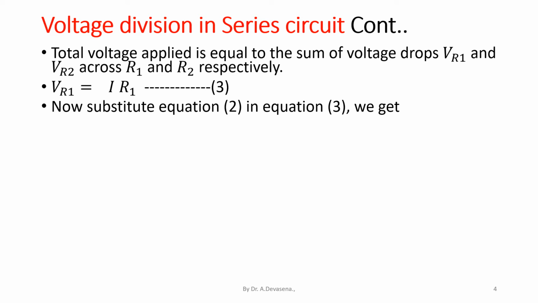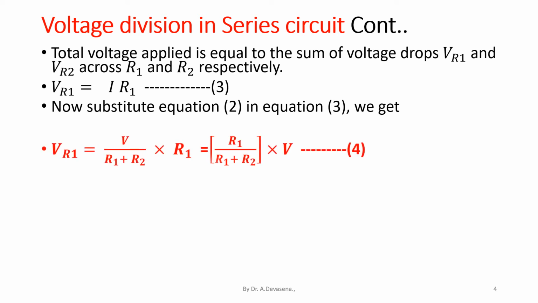We get capital V suffix R1 is equal to V divided by R1 plus R2 into R1. That is equal to R1 divided by R1 plus R2 into capital V. Consider this as equation 4.